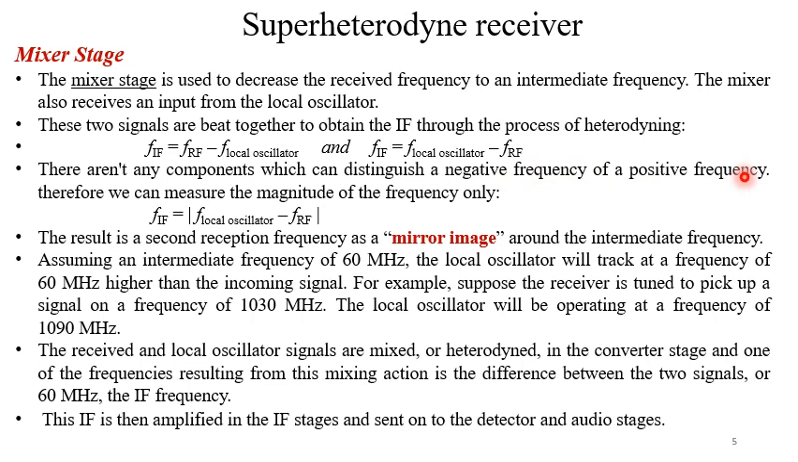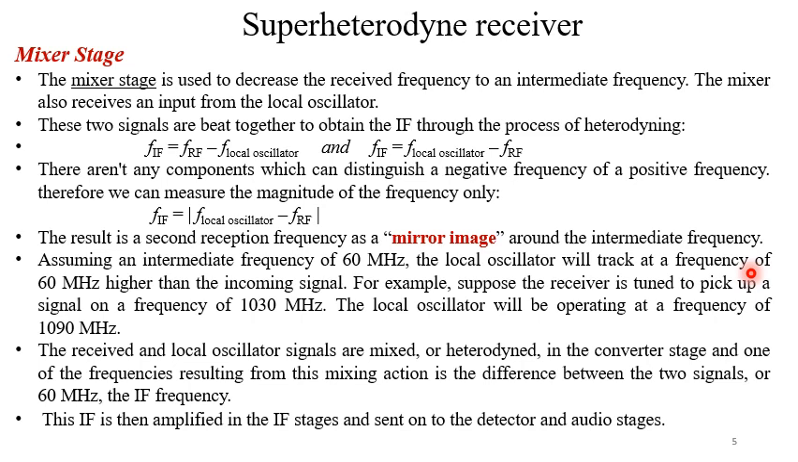There are no components which can distinguish a negative frequency from a positive frequency. Therefore, we can measure the magnitude of the frequency only. So, since the difference may be negative, instead of taking the negative frequency, we will take the magnitude of this difference. The result is a second reception frequency as a mirror image around the intermediate frequency.